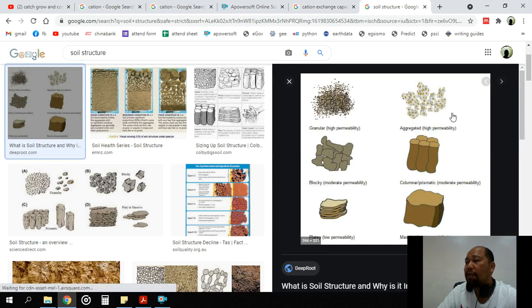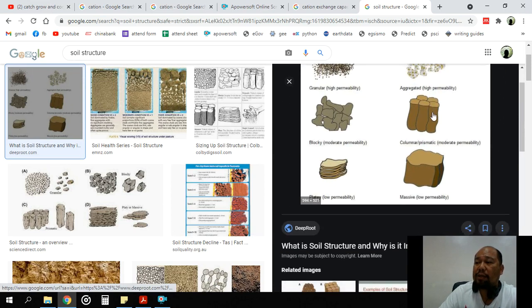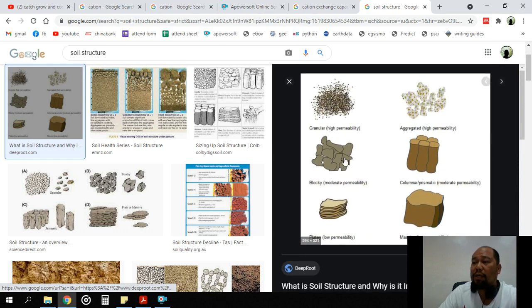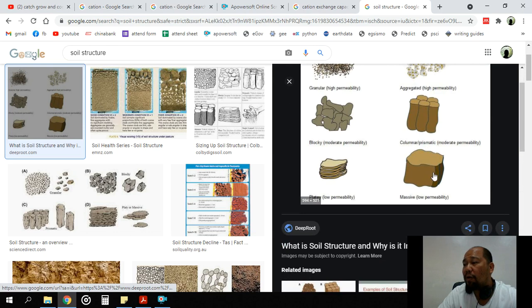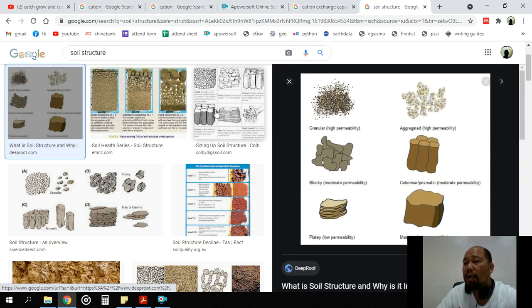Yeah, that one. Okay? Granular. So, rounded, aggregated. It clumps together, but its clumps are a little bit smaller. Blocky. So, generally, it resembles prisms or blocks. Then, columnar or prismatic. Then, platy or massive. This one is very compact, clay structure, it looks like that. In reality, in good condition, this is different.